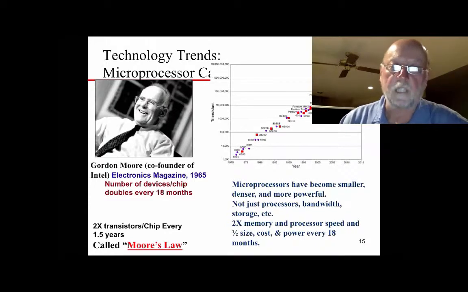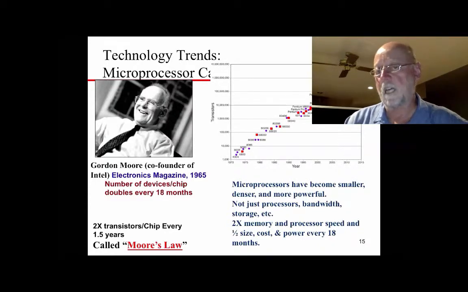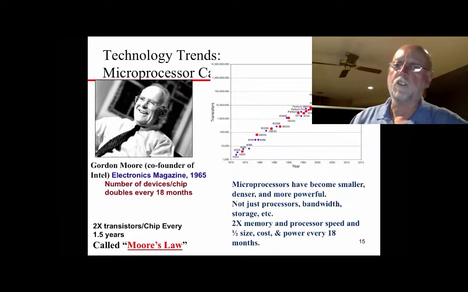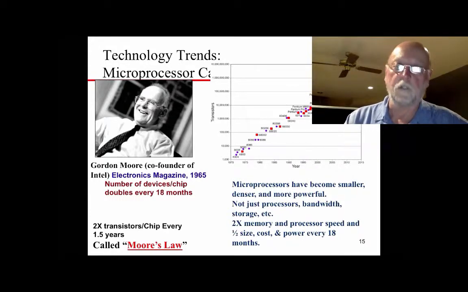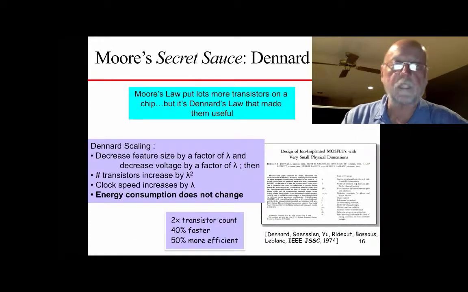My architect friends tell me that Moore's Law is not quite over yet. It's going to continue for at least a few more years. So we'll continue to see this increase in the number of transistors. But the real secret sauce with Moore's Law is not the number of transistors. It's this thing called Dennard scaling.